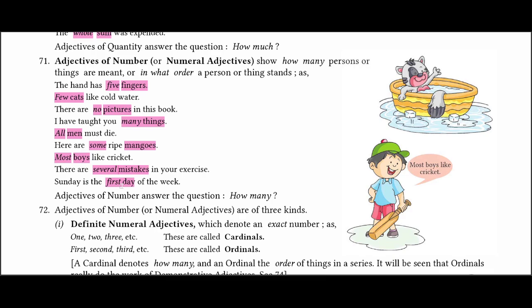First, look at this word. The hand has 5 fingers. The 5 is telling the exact number of the fingers. Few cats. Few is not telling the exact number of the cats. Similarly, no pictures. No is not telling the exact number. Many, all, some, most. These numeral adjectives do not tell the exact number of the nouns that follow them. First is telling the exact order of the day in a week.